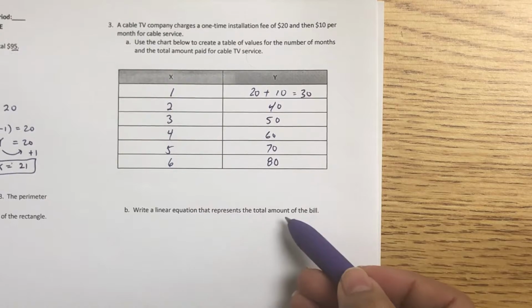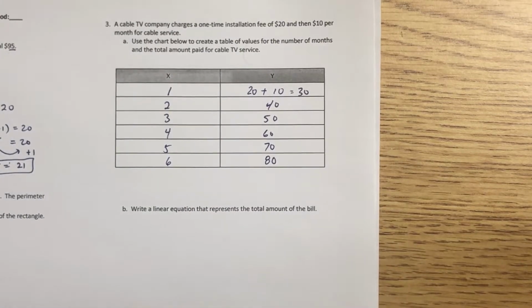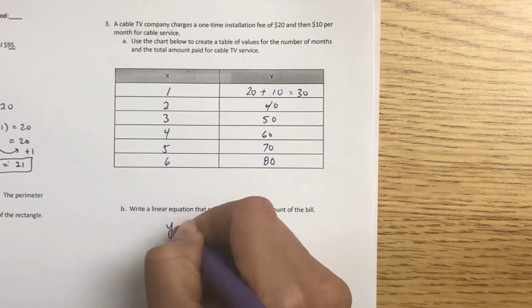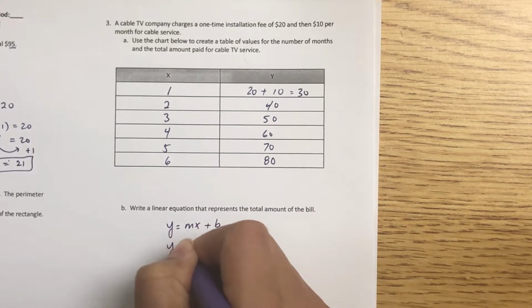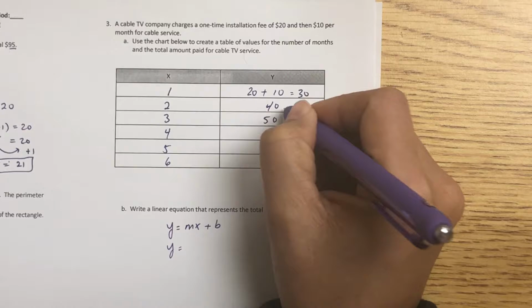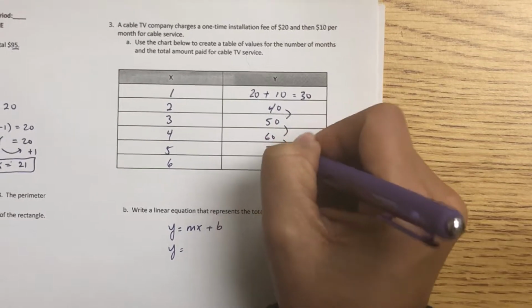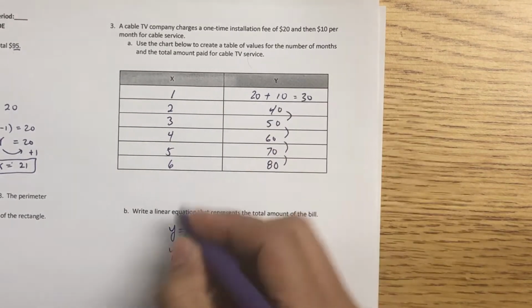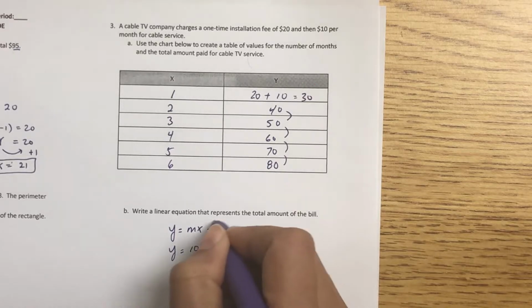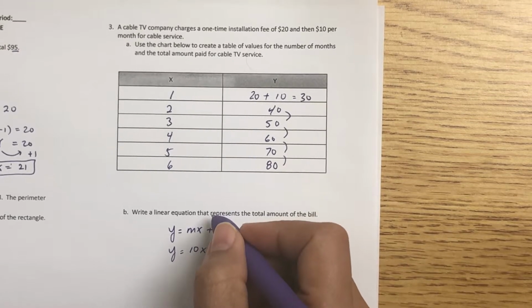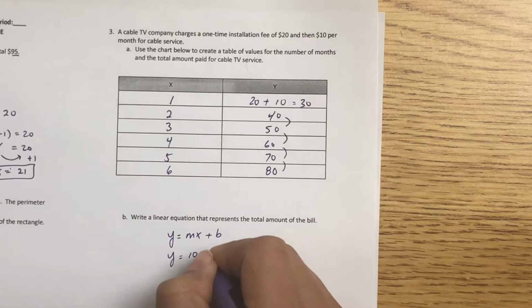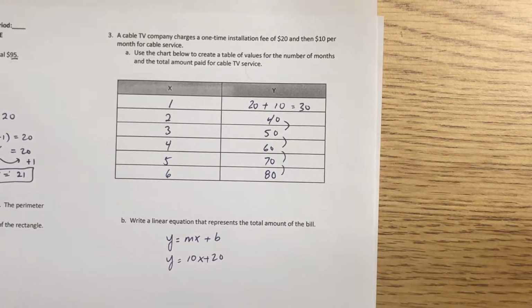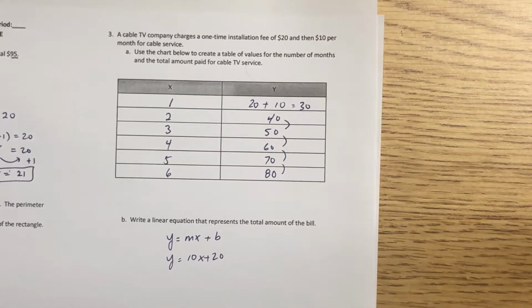Write an expression that explains the total in terms of the number of months. So you're going to have y equals mx plus b, right? Y equals, what's the slope? The slope is the change. How does it keep changing from one thing to the other? It keeps changing by 10. So that's going to be 10x, and then plus b is your y-intercept. What do you start off with? You start off with $20, plus 20, because at month 0, you're going to pay $20. All right, so that's your linear expression.